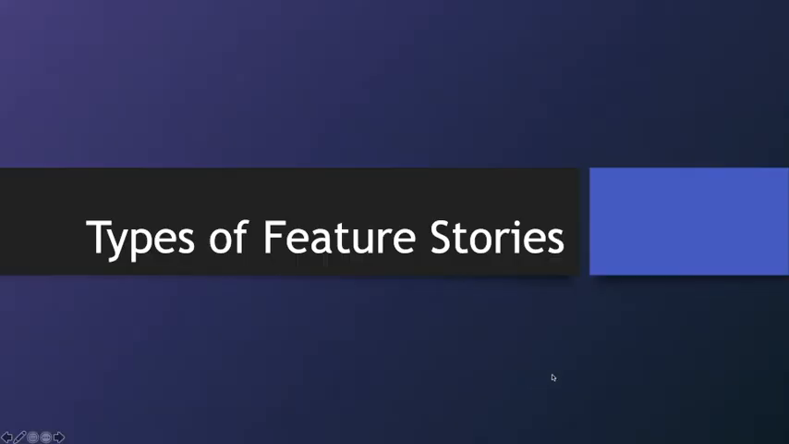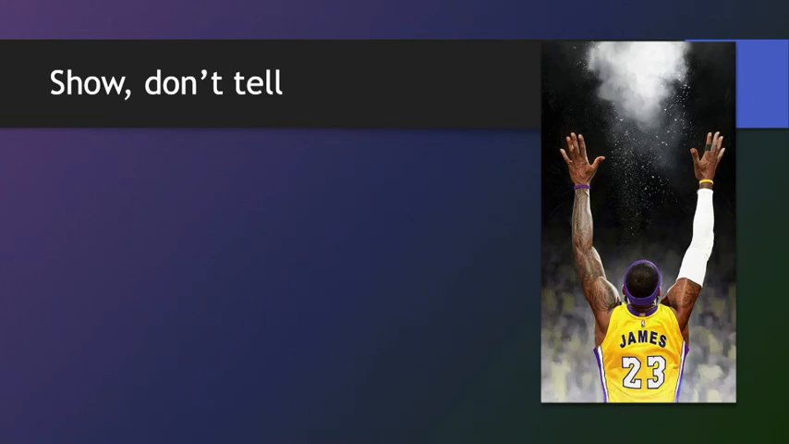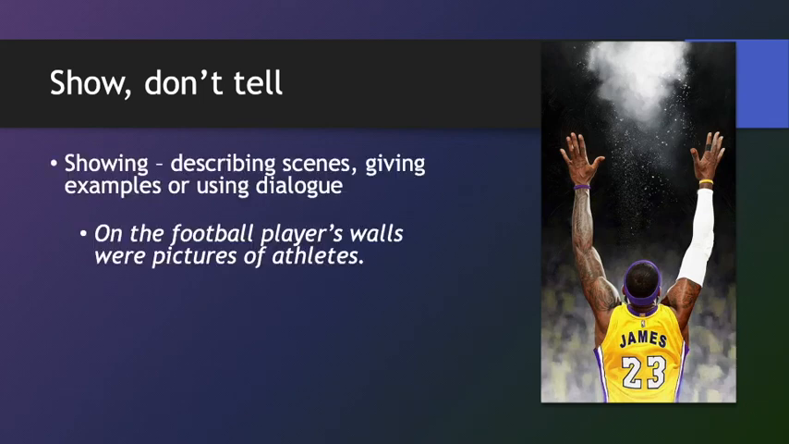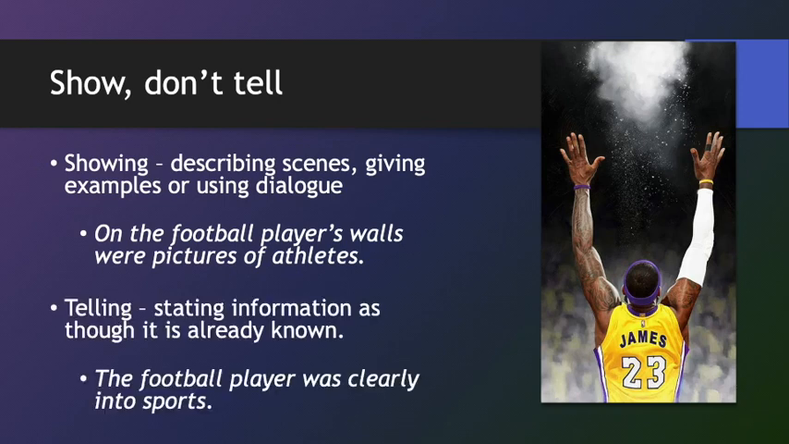Okay, types of feature stories. I want to start out just by going over briefly the idea of showing and not telling. I'm going to go over the different types of feature stories, but just briefly, I want to go over showing and not telling. Showing is when you describe a scene. You give an example or you use dialogue. Basically, you show the reader the information that you want them to know. Telling is when you state it as though it's already known, basically.